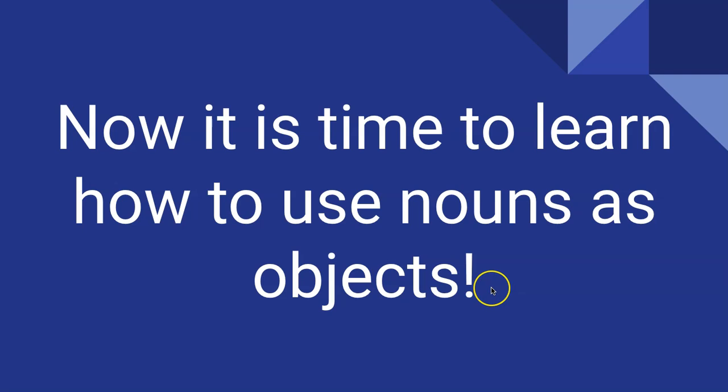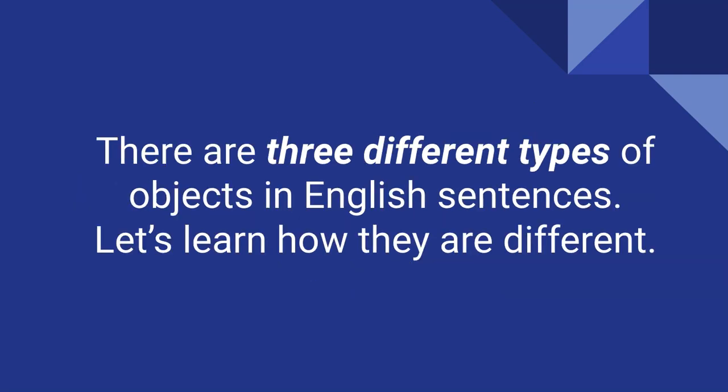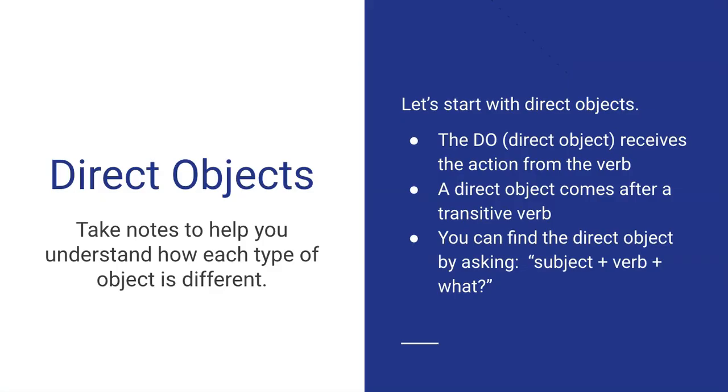Now that we've finished reviewing how to use nouns as subjects, now it's time to learn how to use nouns as objects. Before we start, it's important that you know there are 3 different types of objects in English sentences. Let's learn how they are different. The first one is called a direct object. The direct object receives the action from the verb.